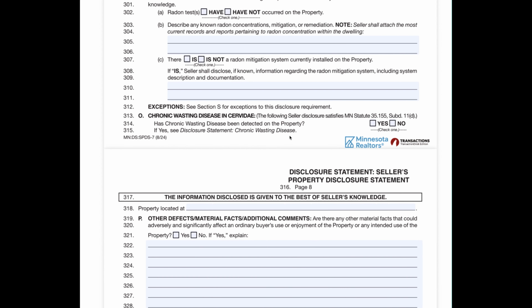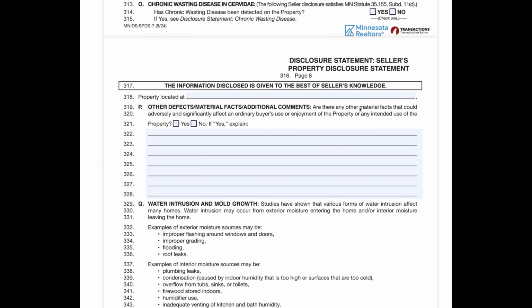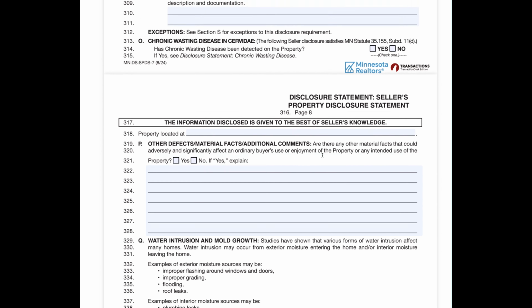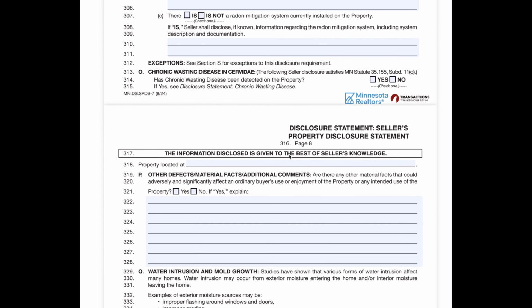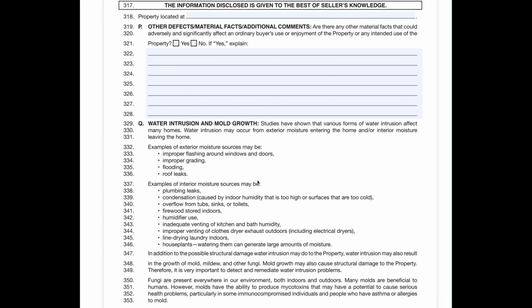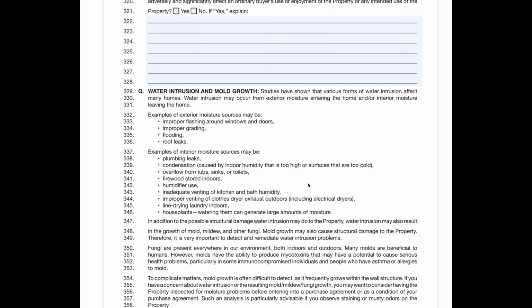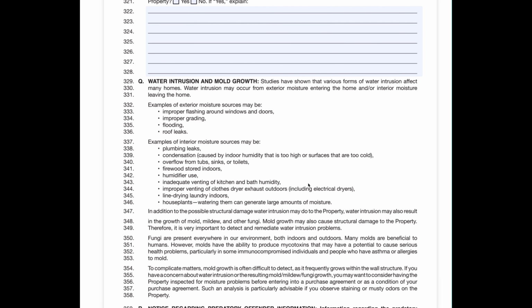Chronic wasting disease. A lot of this, yes, it's important that you read through it. Most of it, we're looking for really specific stuff. Water intrusion and mold growth. This is very helpful. Have there been roof leaks? Was there some plumbing leaks that happened in the bathroom that maybe you didn't tell anybody and now it's growing?